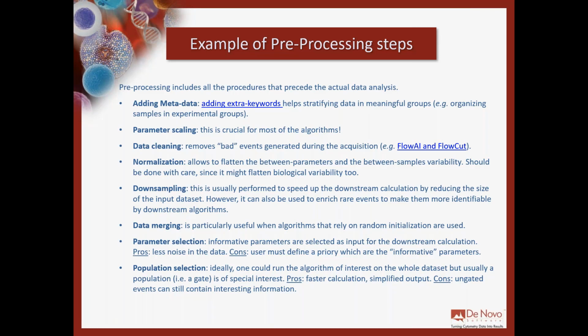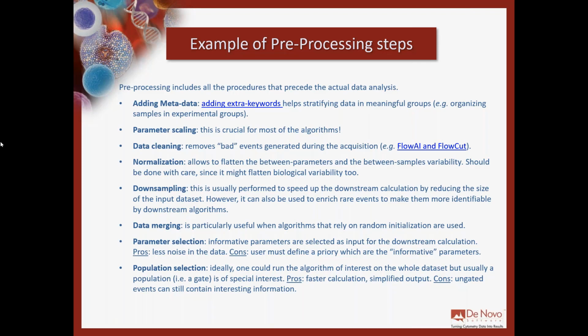Downsampling, we'll see this tomorrow, is usually performed to speed up the calculation, but in FCS Express, we have downsampling steps called density-dependent downsampling. We will see them tomorrow. They're really cool, and they may allow you to enrich rare events, which are usually the events you are interested in. So downsampling is not per se a bad thing, something that you do only because you want to speed up the calculation, but then you lose rare events. There are tricks to avoid that.